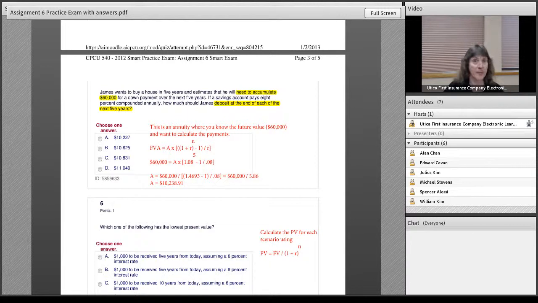And when I flip that equation around to solve for A, so your algebra comes into play, that's $60,000 divided by the other half of that formula, which is $60,000 divided by 5.86. So that tells us we need to pay $10,238.91 a year. I have to put those aside for the next, is it 5 years? Yeah, 5 years to come to $60,000.